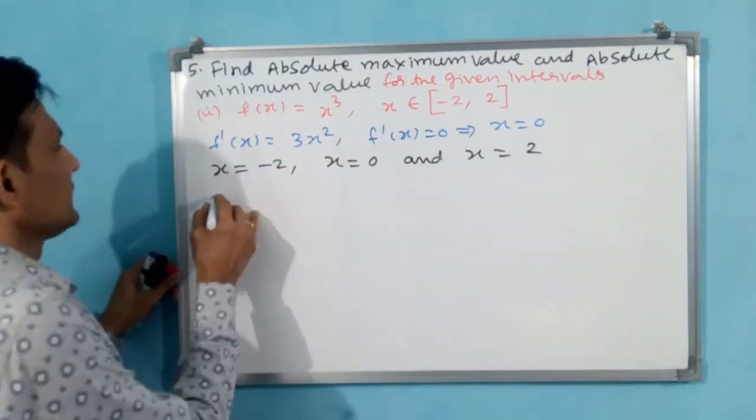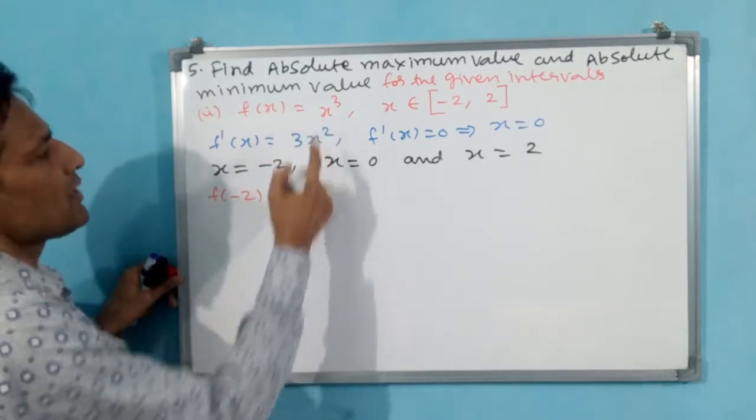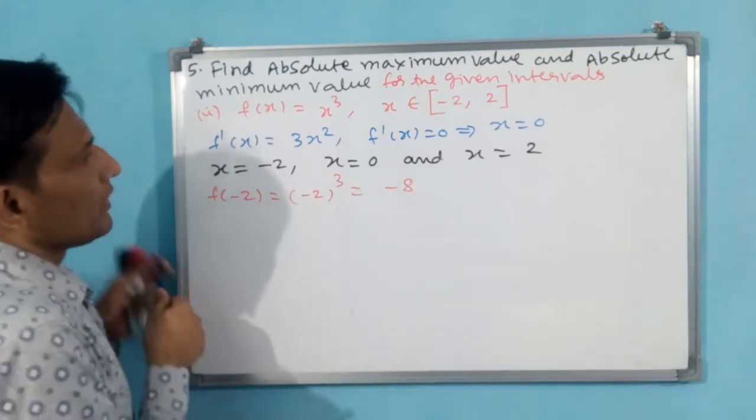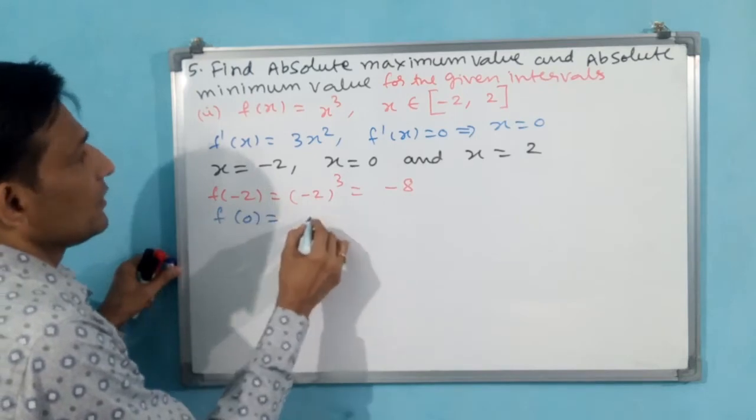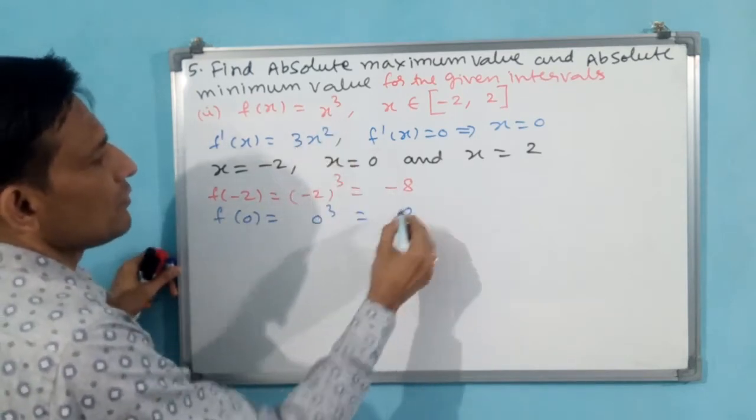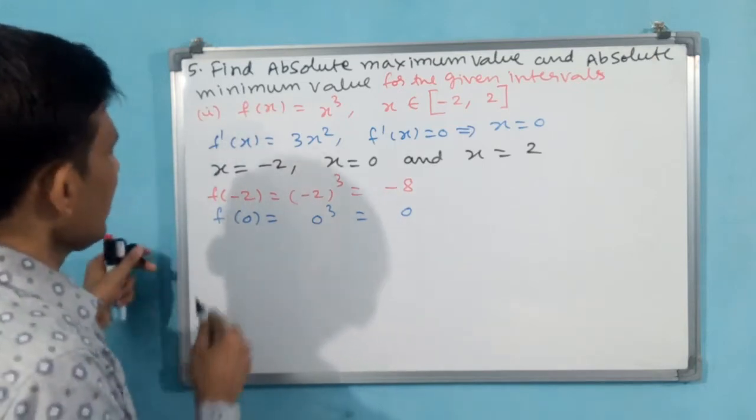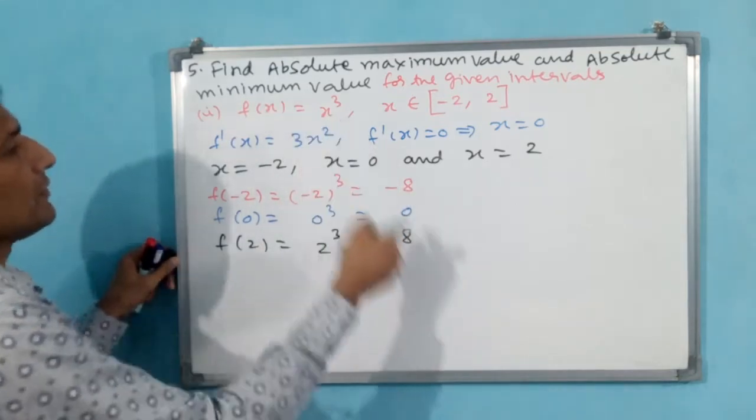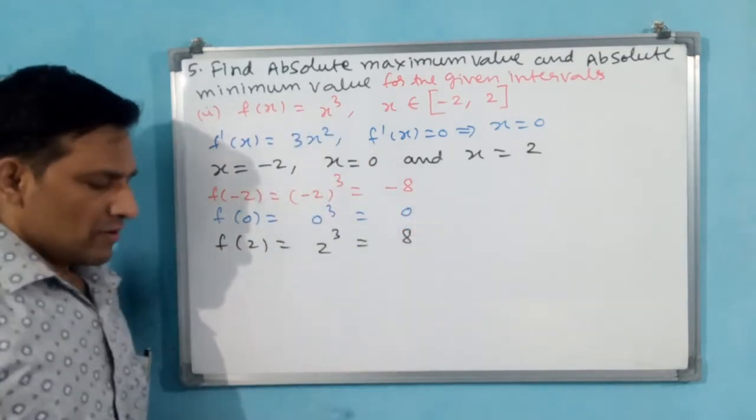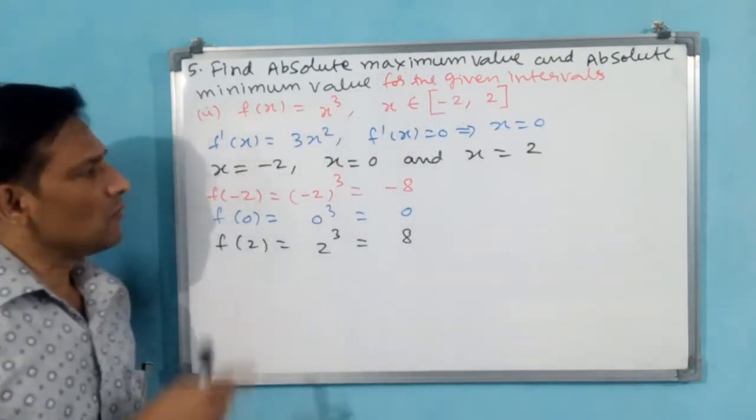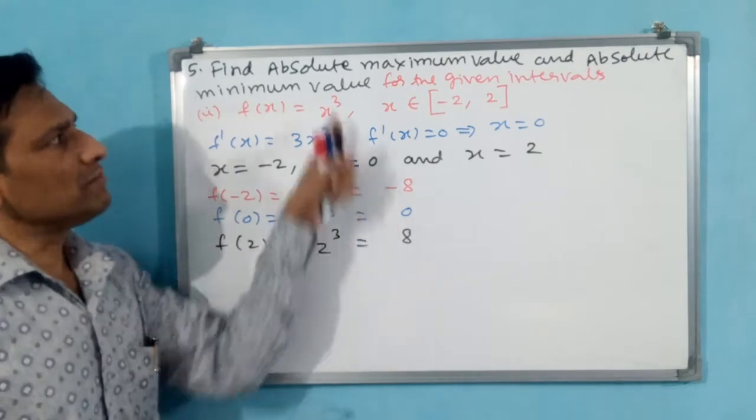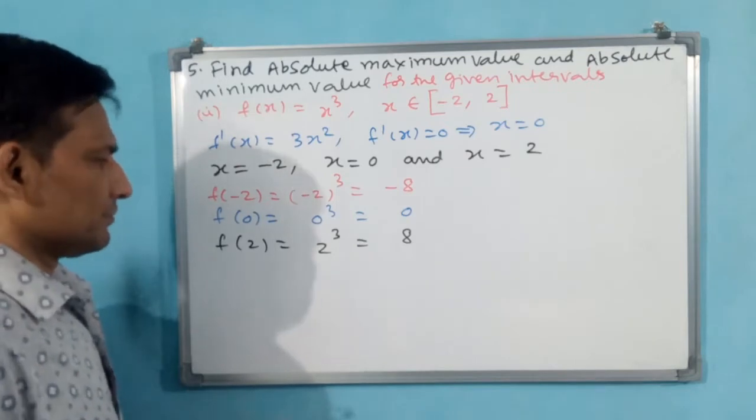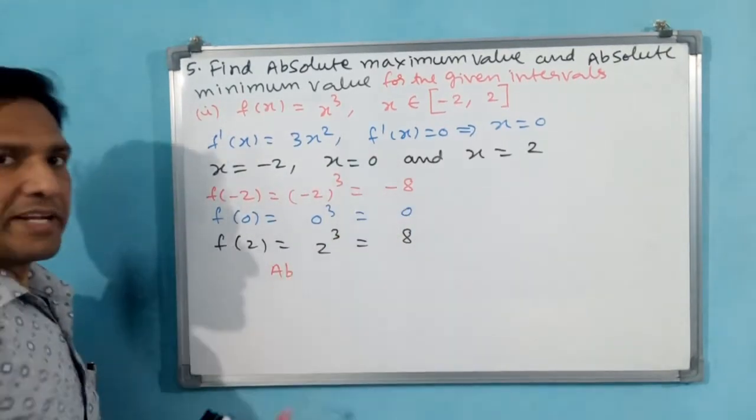Find f of -2 is equal to -2 whole cube, which is -8. F of 0 is equal to 0 cube, that is equal to 0. F of 2 is equal to 2 cube, that is equal to 8. Now you tell me, first they are asking absolute maximum value. Among these 3, which is maximum? 8 will be maximum. Among these three, 8 is the maximum value.